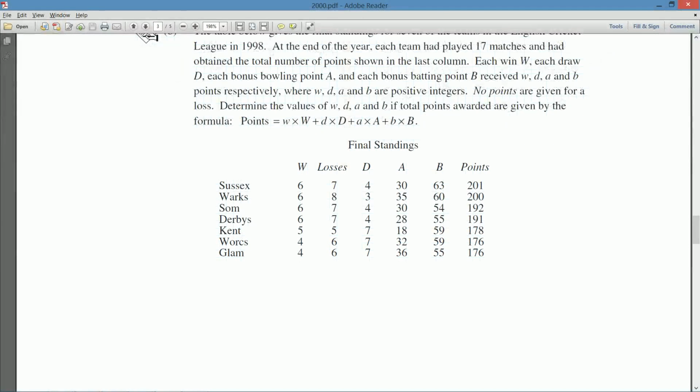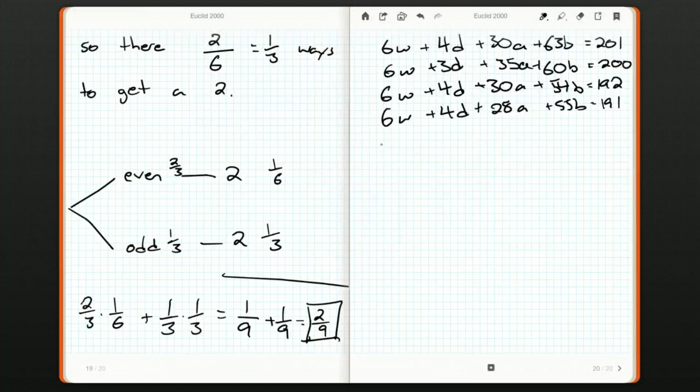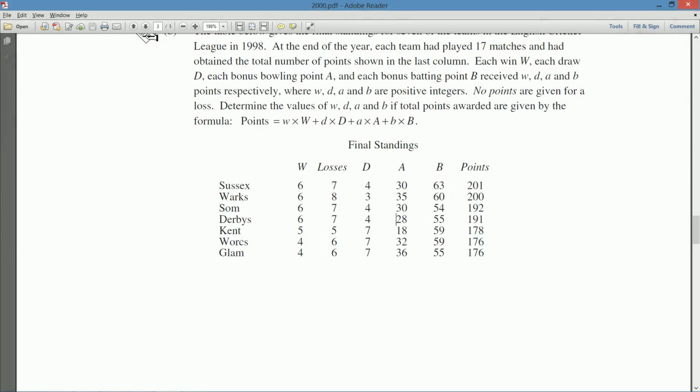And 5, 4, 4, 7, 7, 7. 18, 32, 36, 59, 59, 55.